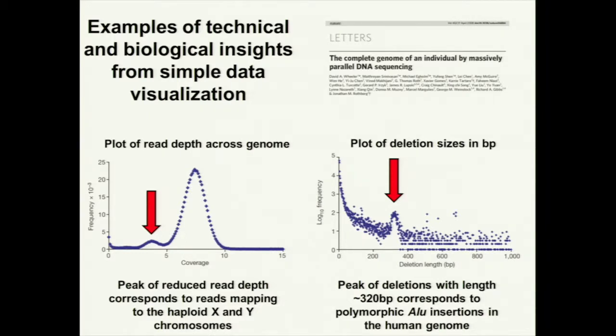a full-length ALU element. And so what we're seeing there is a preponderance of deletions or insertions in the genome that are presumably ALU elements that are polymorphic, jumping in, jumping out. And so there's an excess of structural variance of exactly that size, because that's the size of a full-length ALU. When it jumps in, it creates a 320 base pair insertion. So there you are getting some real biology.